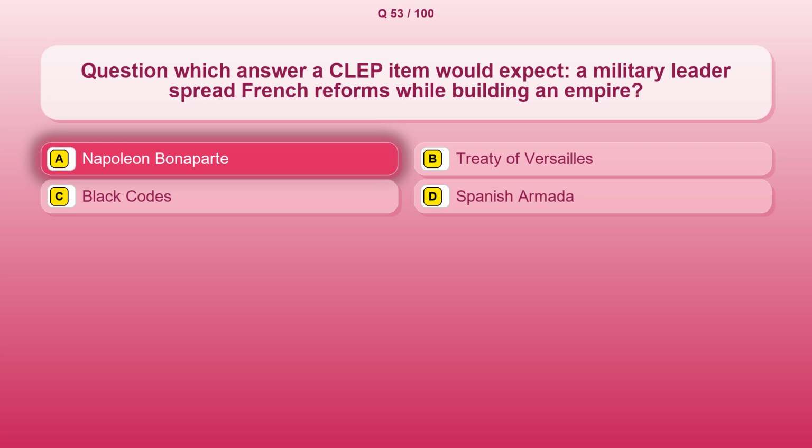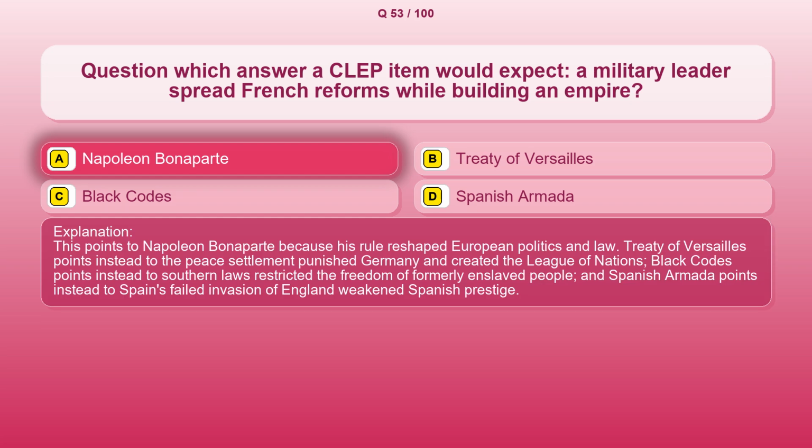The correct answer is option A, Napoleon Bonaparte. This points to Napoleon Bonaparte because his rule reshaped European politics and law. Treaty of Versailles points instead to the peace settlement punished Germany and created the League of Nations. Black Codes points instead to Southern laws restricted the freedom of formerly enslaved people, and Spanish Armada points instead to Spain's failed invasion of England weakened Spanish prestige.